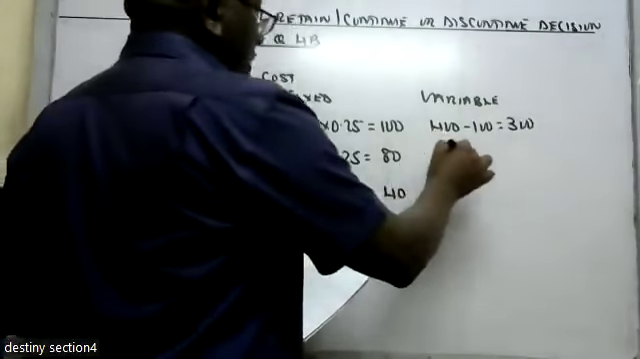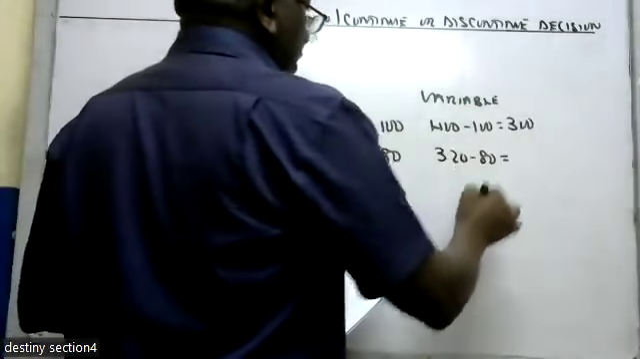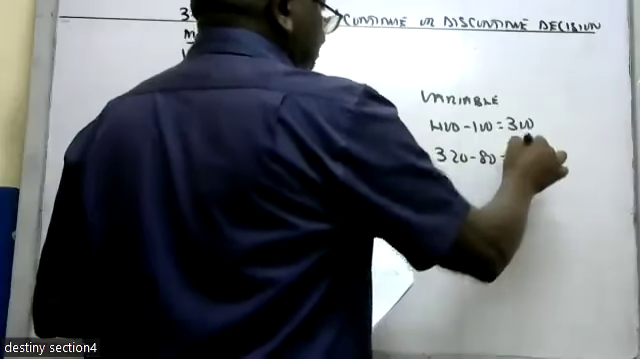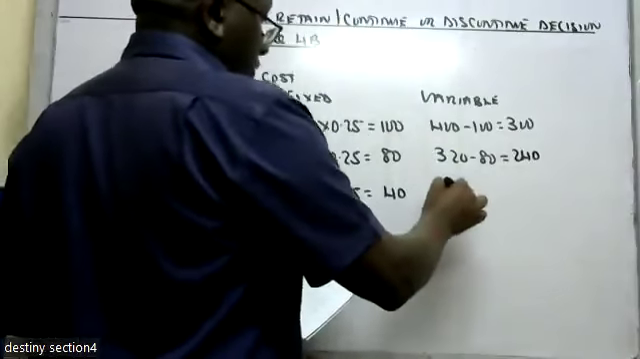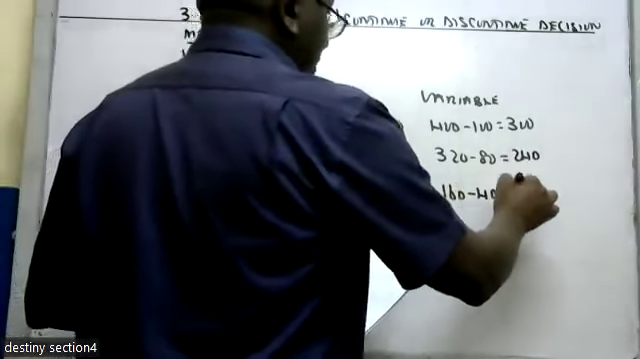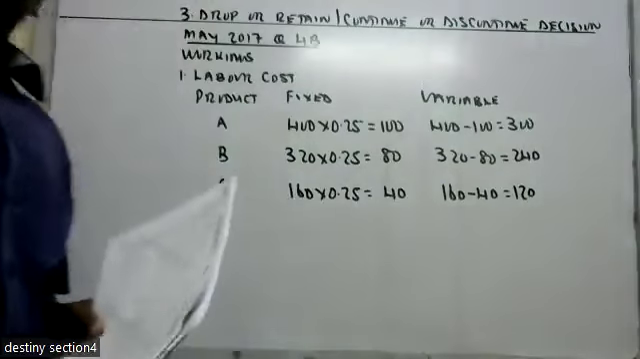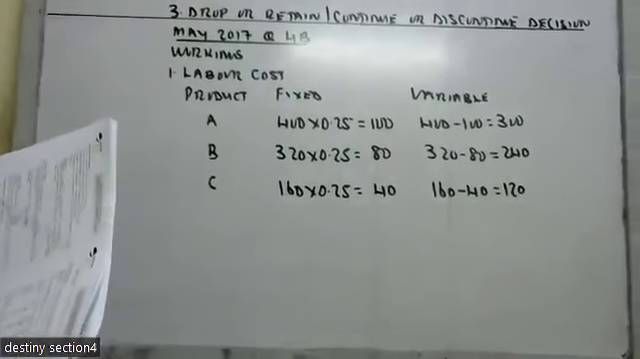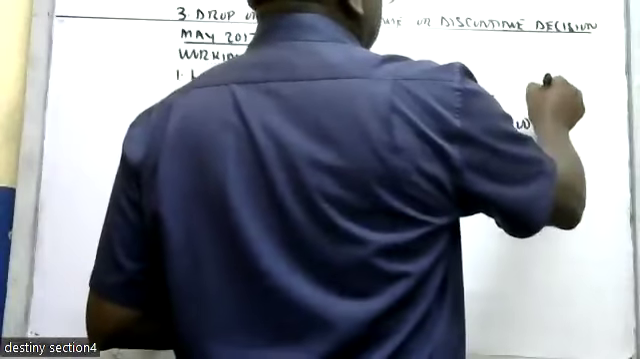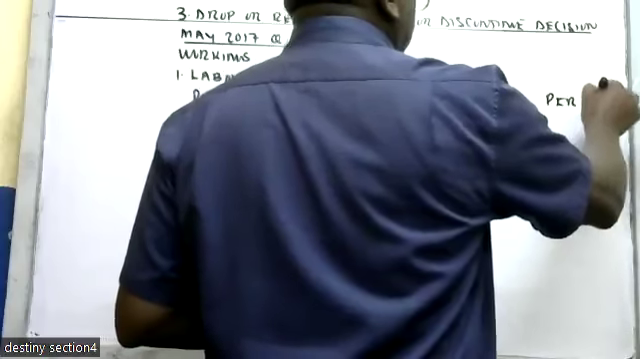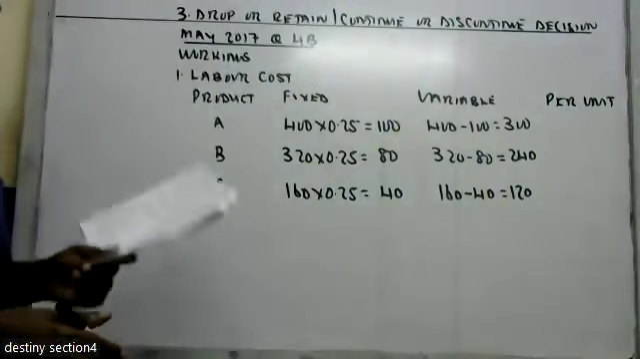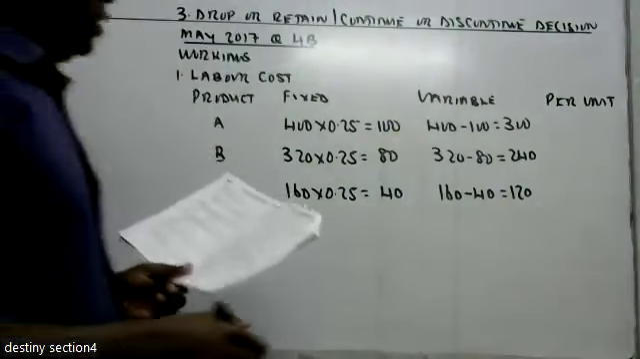Then this will be 320 minus 80. That will give us what? 240. Then 160 minus 40. That will give us what? 120. Nataka tuongeze another column. Hope you still have space there. Per unit. And this is the variable per unit.